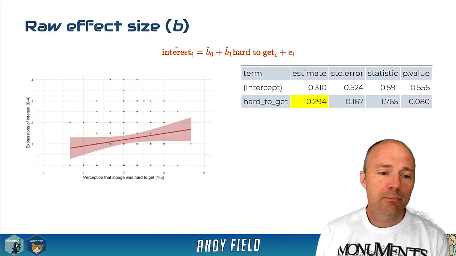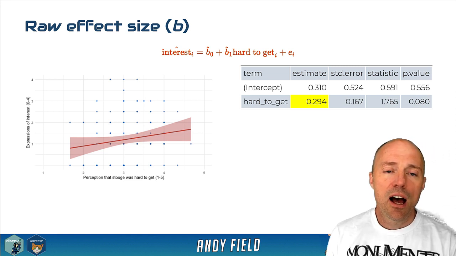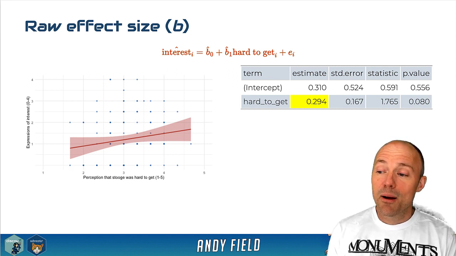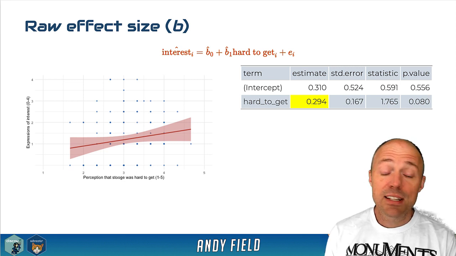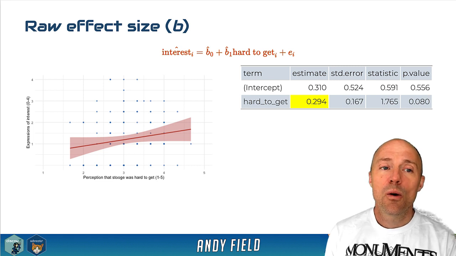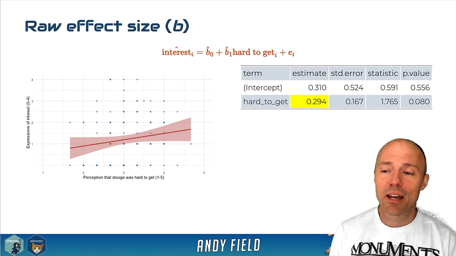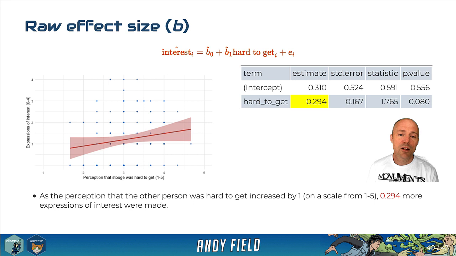Going back to an example that we used in previous lectures, so this was some research done on whether playing hard to get predicted romantic interest in someone. And this is a slide from a previous lecture, and it's just really to highlight the fact that we have looked at raw effect sizes before in previous lectures, so they are a familiar thing. There's nothing new here. So we saw, for example, we got a parameter estimate here of 0.294.